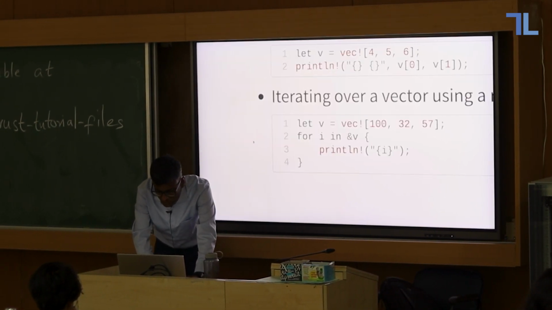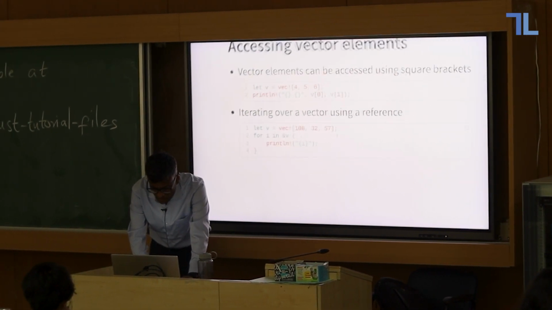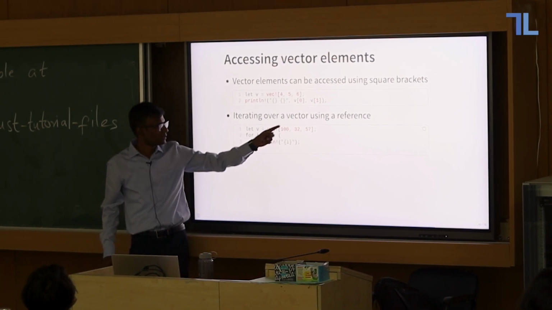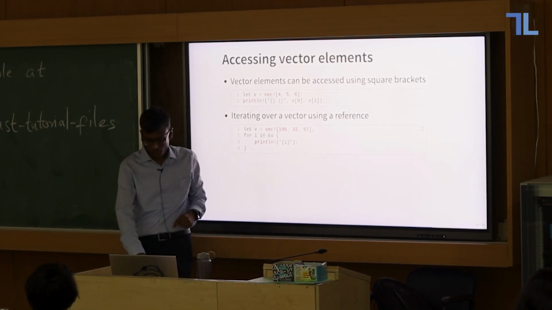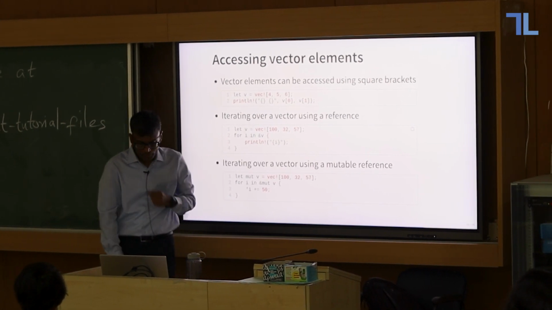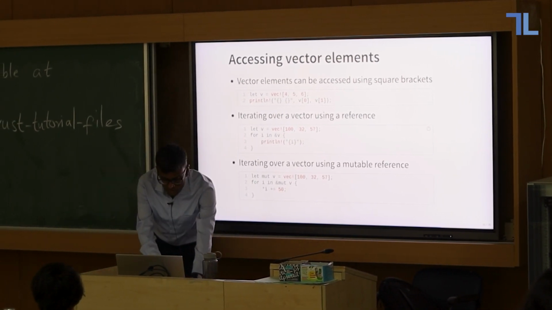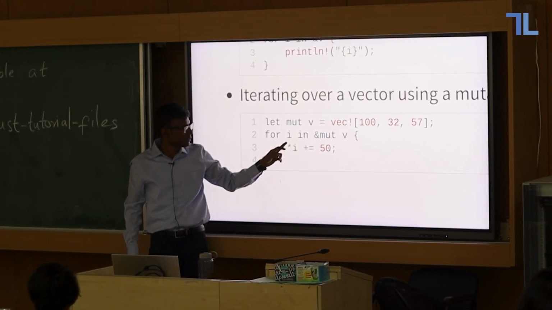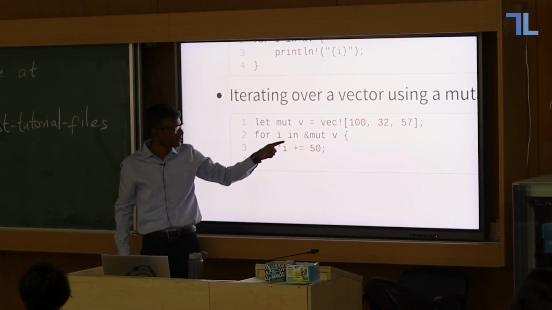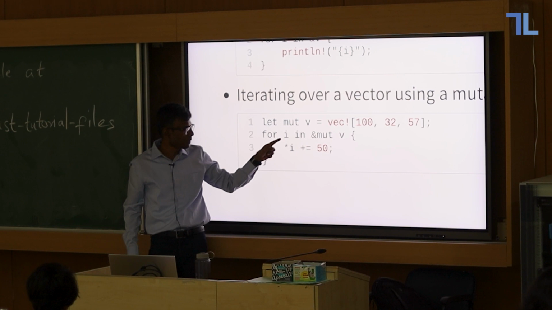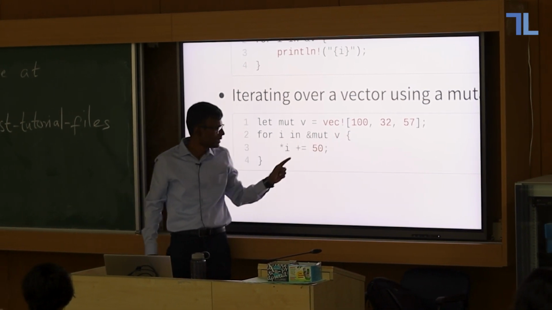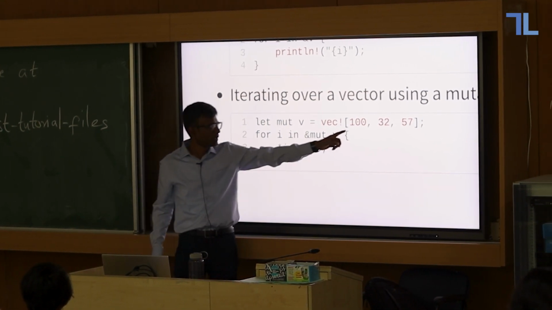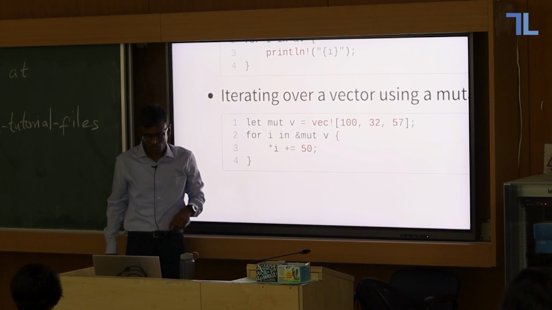So I don't have that example here, but you can try the syntax in a file to see what the type of this i is. The type of this i will be a reference to this integer here. You can also use a mutable reference. So this is for i in &mut v. What this means is that, the star operator is new, I'm taking a mutable reference to the elements of the vector, and then I'm adding 50 to each of those elements. So after this for loop runs, you'll have 150, 82, and 107.